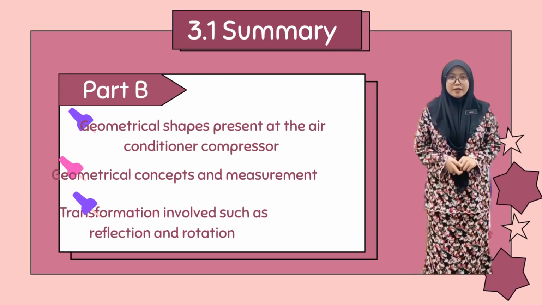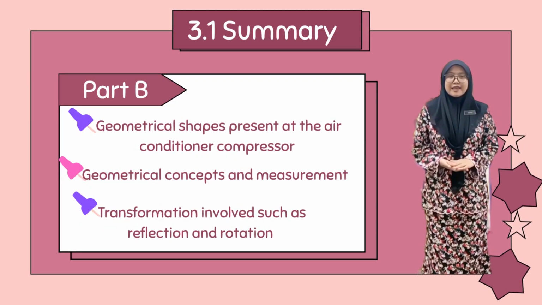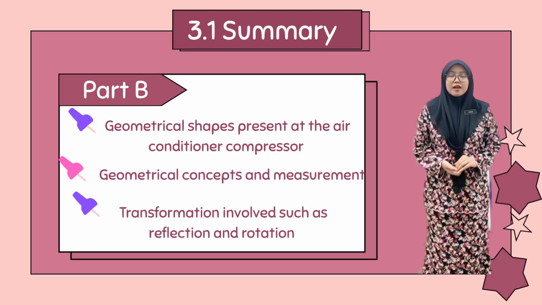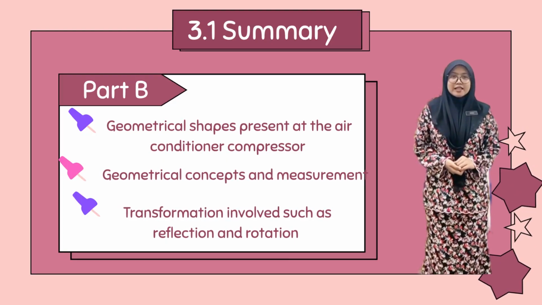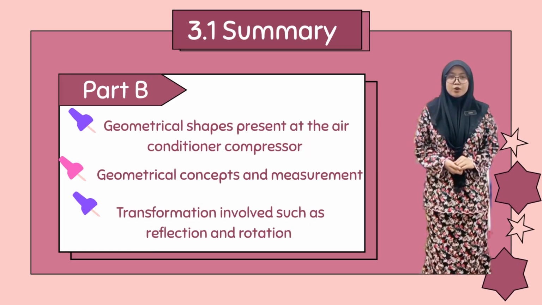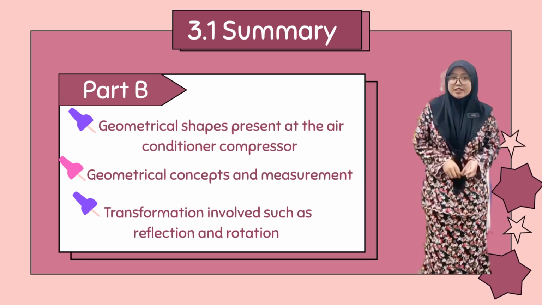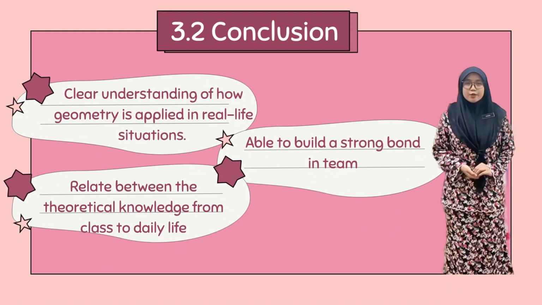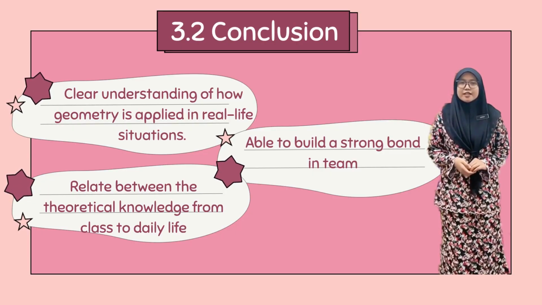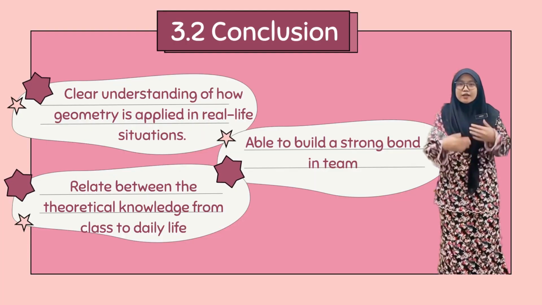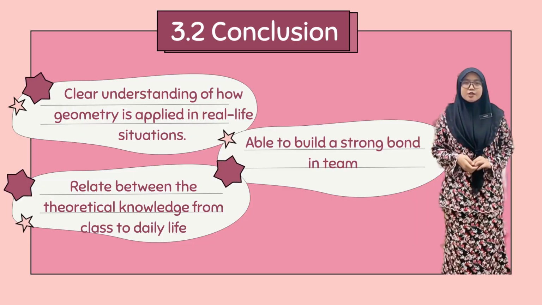The summary for part B, we begin by identifying the geometrical shapes present at the air conditioner compressor, along with the concepts and also the measurements. Additionally, the compressor motif and pattern were also examined through the lens of transformation, including reflection and rotation. In conclusion, we were able to get a clearer understanding of how geometry is applied in real life. It also allowed us to see how mathematical concepts are not only theoretical but are also actually applied in real life.